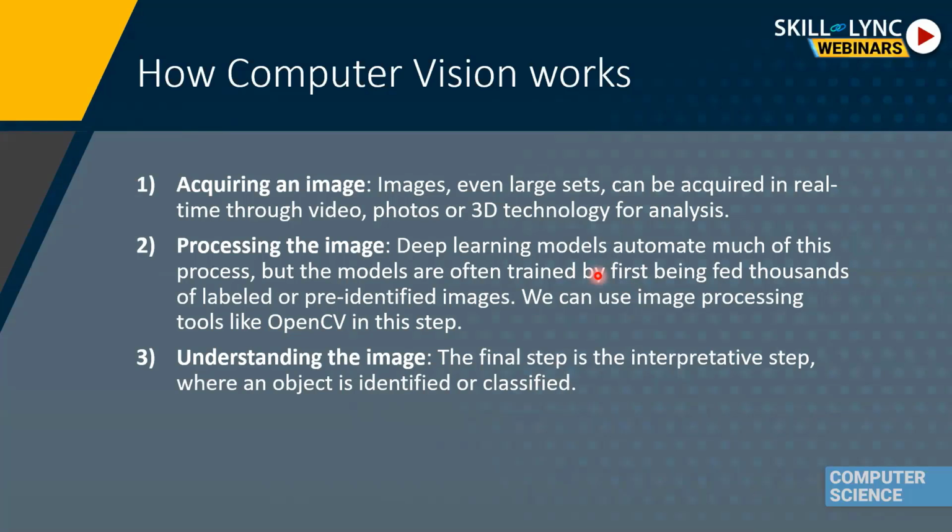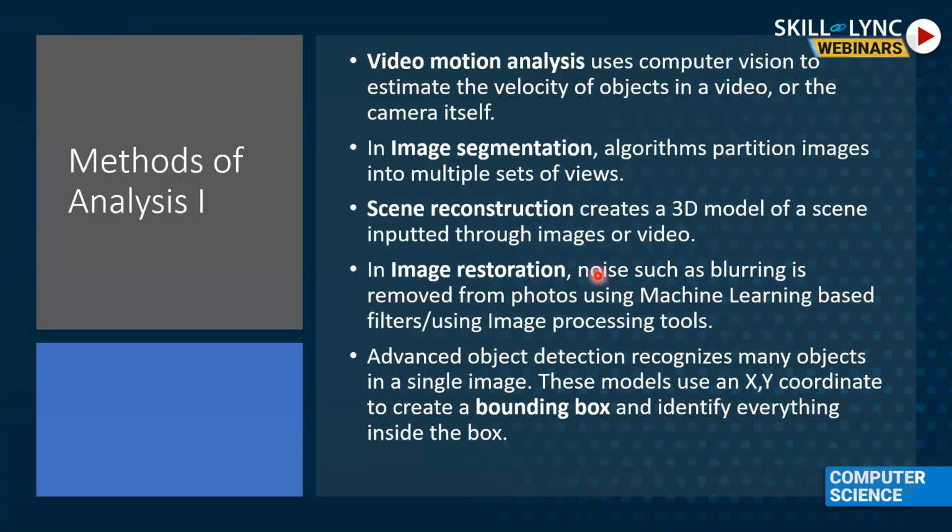So in the next slide, we will see some methods that we can use to do operations on the images, and these methods of analysis that one can use to implement computer vision in their own applications too. I will just tell you what these methods are and what they do, but we won't really go into the details of how to do these things. Like, for example, video motion analysis. We won't go into the detail of how to do it, but we will know what it does.